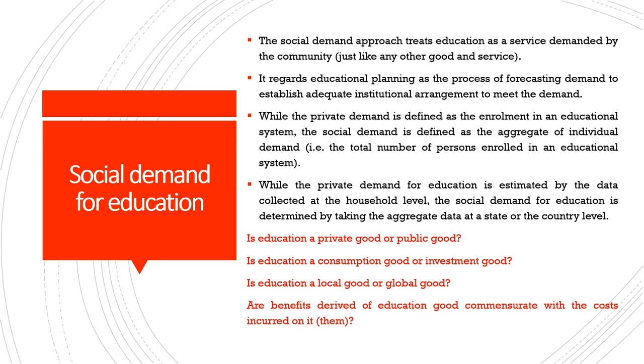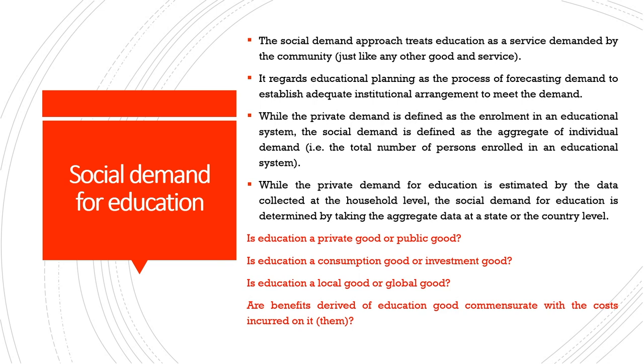So generally, if we live in an educated society, if we are interacting with educated individuals, we feel good about the fact that we are living in an achievement-oriented society, let's say for example. So the social demand approach treats education as a service demanded by the commodity, just like any other good or service. It regards educational planning as the process of forecasting demand to establish adequate institutional arrangements to meet the demand.